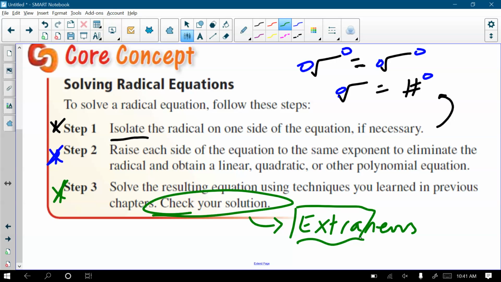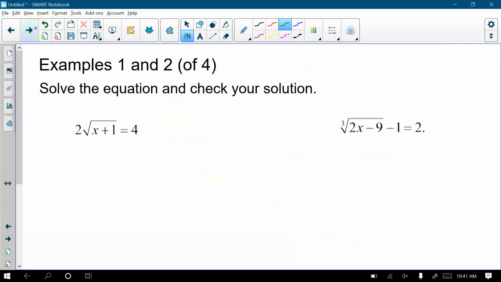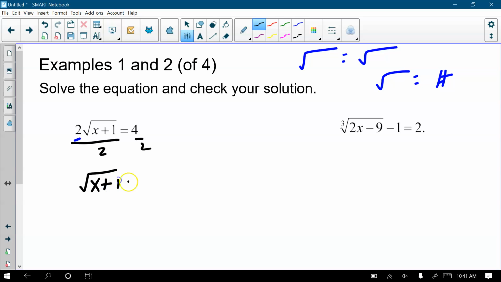So let's do a few problems so that it's not so abstract and weird. We have these equations here. Notice that one of these is a square root, one of these is a cube root, so we have to be careful with that. Our first step is isolate the root. Again, we need either a root equal to a root, or a root equal to a number. Here I have this 2 in front, but I want the root by itself. So I'm going to divide by 2 on both sides, and I get root x plus 1 equals 2.